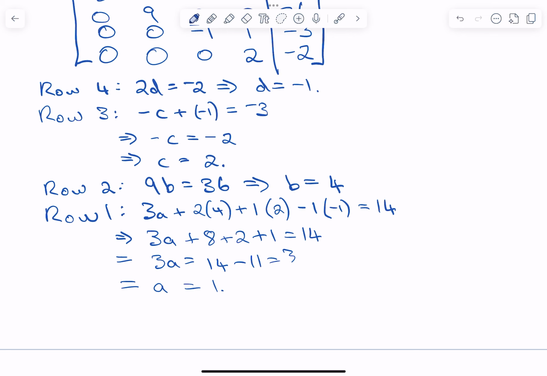Okay. So our solution for this system, again a unique set of values for a, b, c, and d that will solve all four equations simultaneously, is a equal to 1, b equal to 4, c equal to 2, and d equal to minus 1.